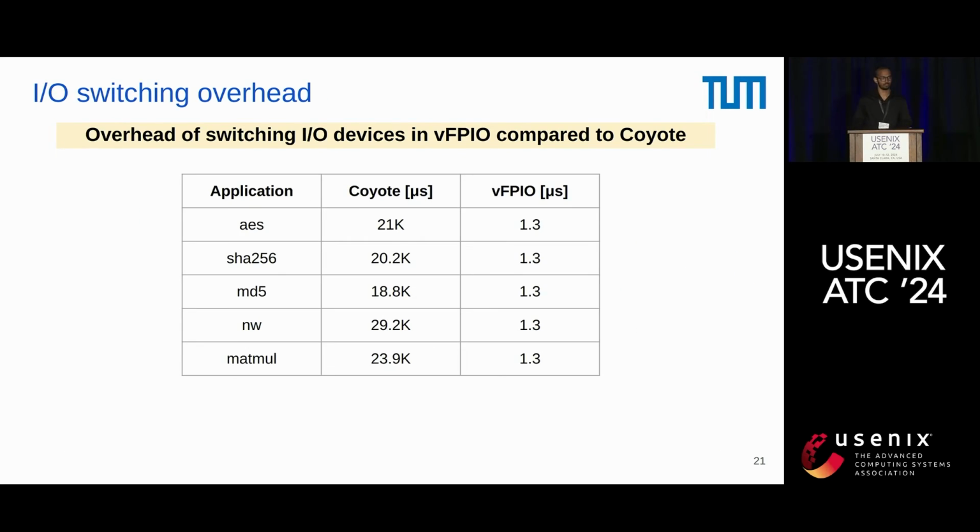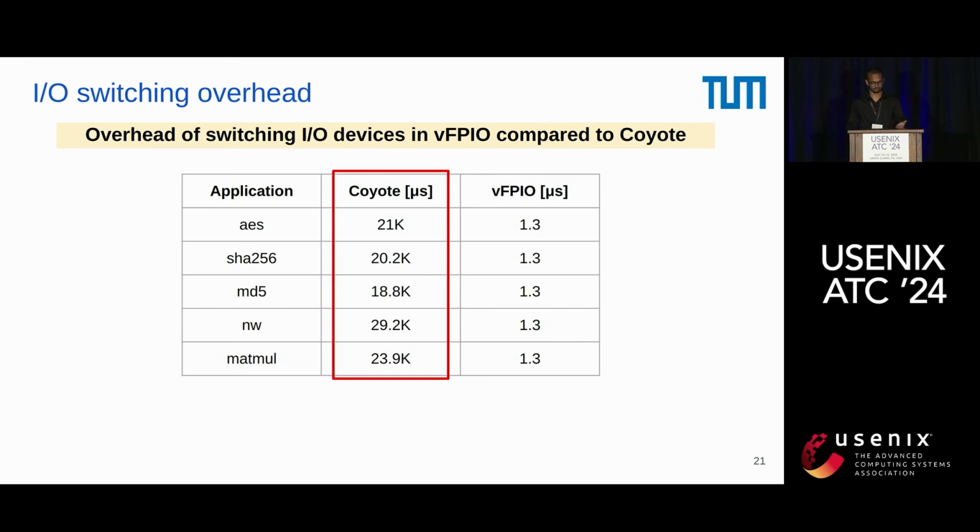Next, let's take a look at the overhead of switching between multiple I/O devices in vFPIO when compared to the Coyote shell. So in the Coyote shell, when the application wants to switch to another I/O device, the application has to be reprogrammed, it has to be recompiled and re-offloaded to the FPGA. And in this column, we only show the time it takes to re-offload the recompiled application to the FPGA in one of the available slots. And the way this works is that there's a process called partial reconfiguration through which the user logic is reconfigured into one of the available slots on the FPGA.